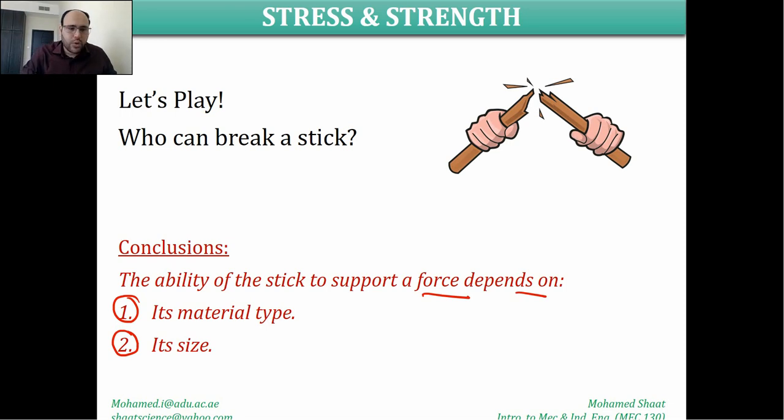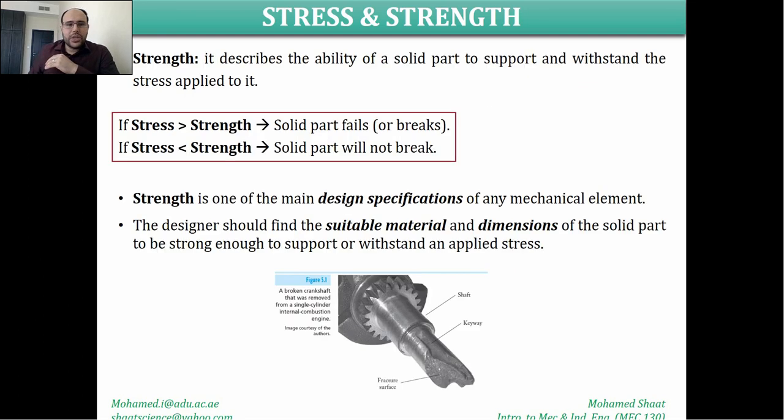So generally speaking, we can say that the ability of any mechanical component, whatever it is, to support forces, and forces can somehow be converted into stresses, depends on what? It depends on two things: its material type and its size. So from this we can conclude that strength describes the ability of a solid bar to support and withstand the stress applied to it.